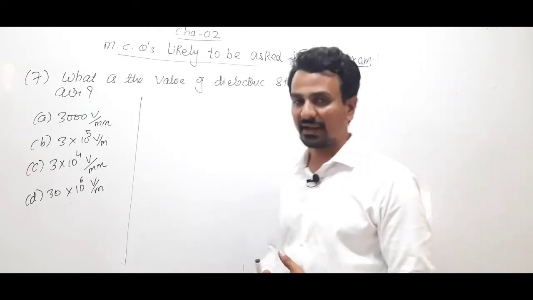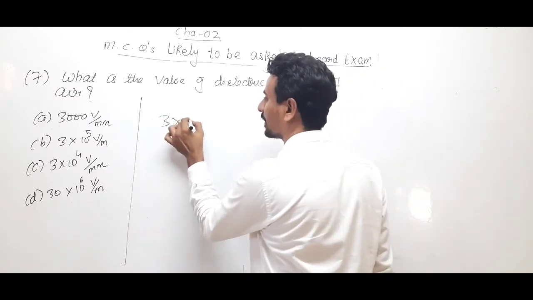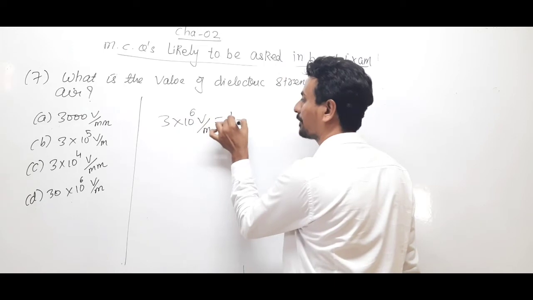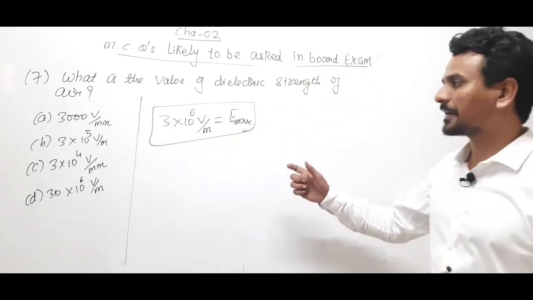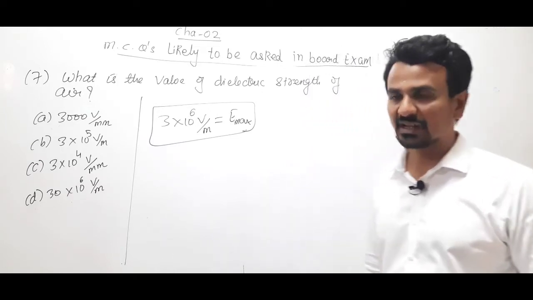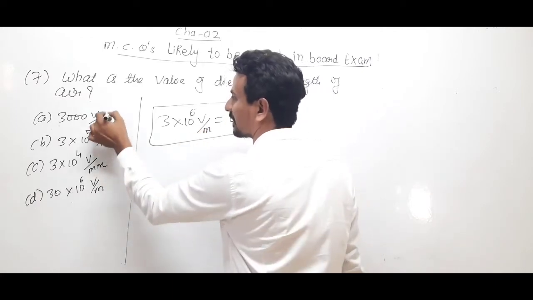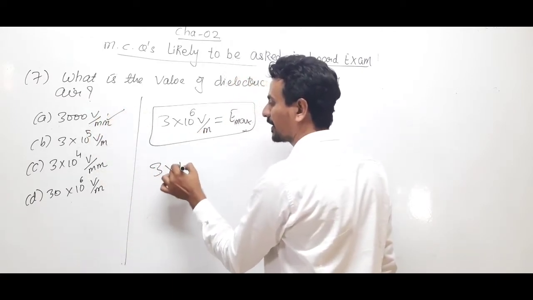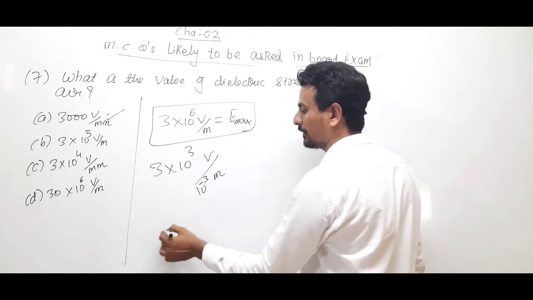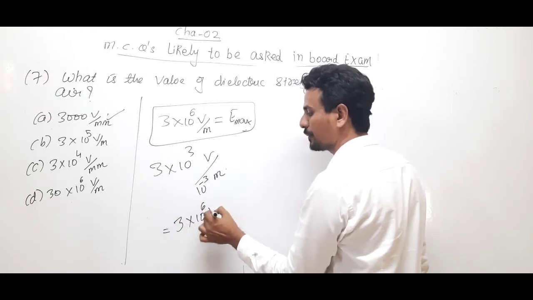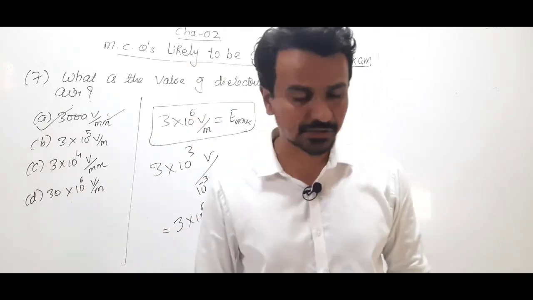Dielectric strength means maximum electric field, right? So the value is to be remembered, that is 3 into 10 raised to 6 volt per meter. This is the maximum value of electric field. Up to this value, air will act as an insulator. Clear? So this is the correct option, 3000 volt per mm. That is 3 into 10 raised to 3 volt per mm, where mm is 10 raised to minus 3 meter. So this will be 3 into 10 raised to 6 volt per meter. So A is your correct option. Got it? Fine. Next one.